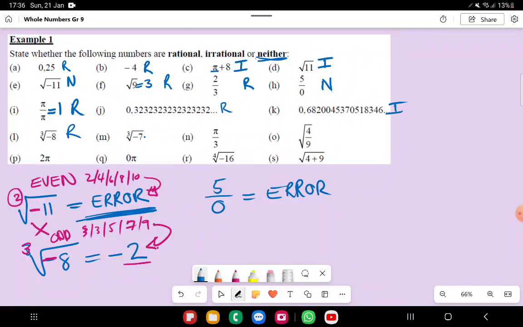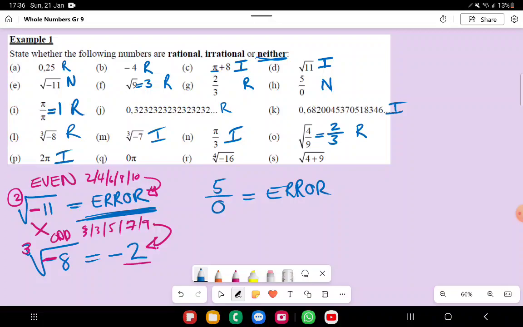The cube root of -7. So again, cube root of a negative number is possible, but 7 is not a perfect cube. So this one's going to be irrational. Pi/3. Fraction is rational, pi is irrational. So pi/3 is going to be irrational because of the pi in there. The square root of 4/9 is equal to 2/3, which is rational. 2 times pi, 2 times an irrational number is still irrational.